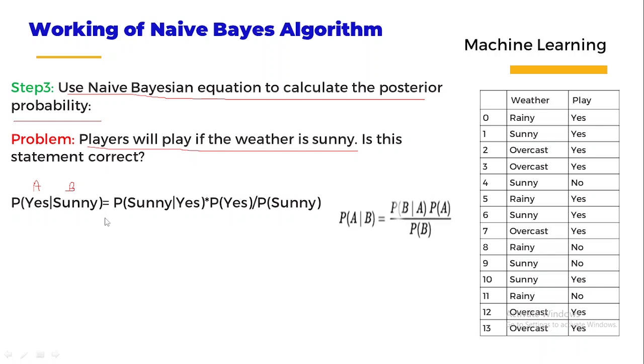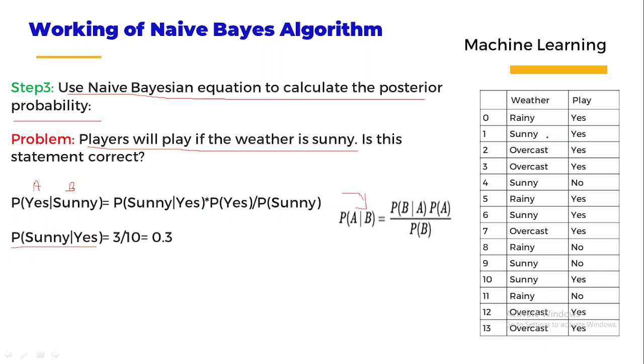Sunny is our B. Now we are just mapping all these values into this formula. So here you can see probability of yes given sunny is equal to probability of sunny given yes, multiplied by probability of yes, and divided by probability of sunny. So simply mapping we have done here. Now we know the value of probability of sunny given yes.